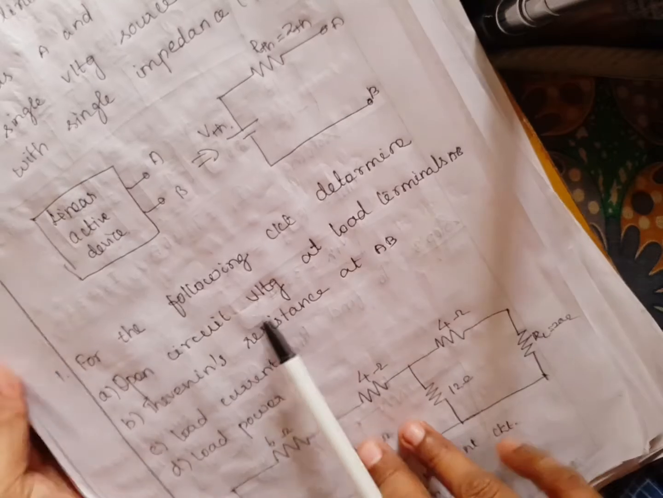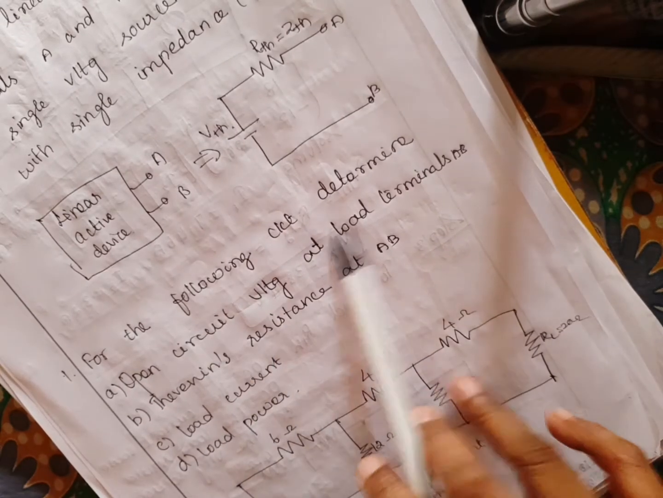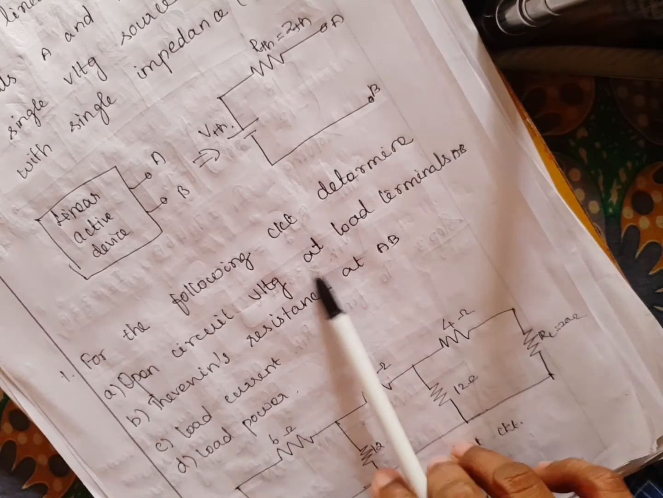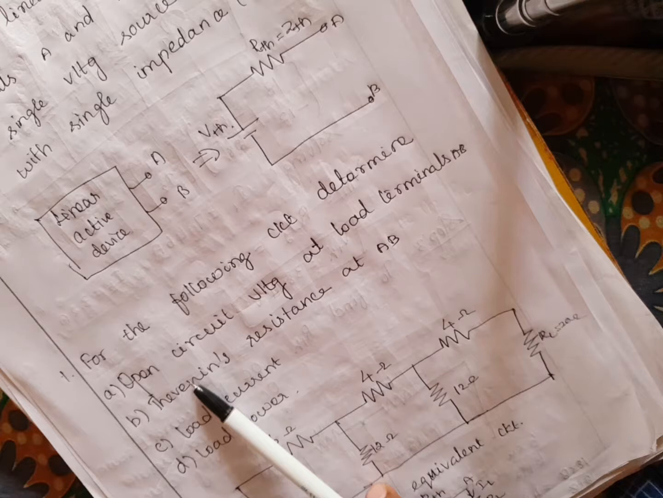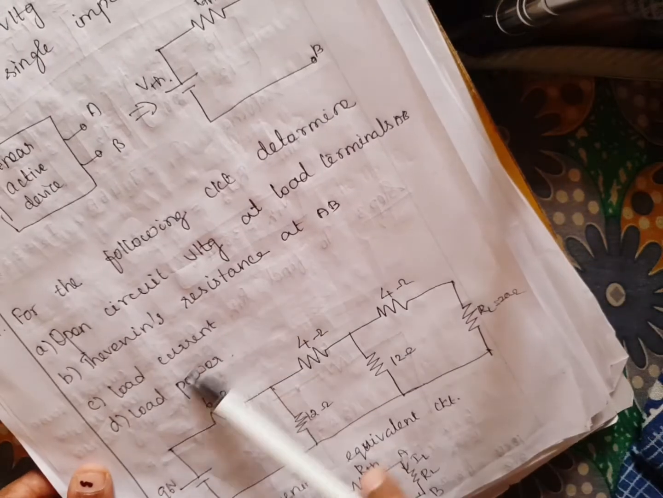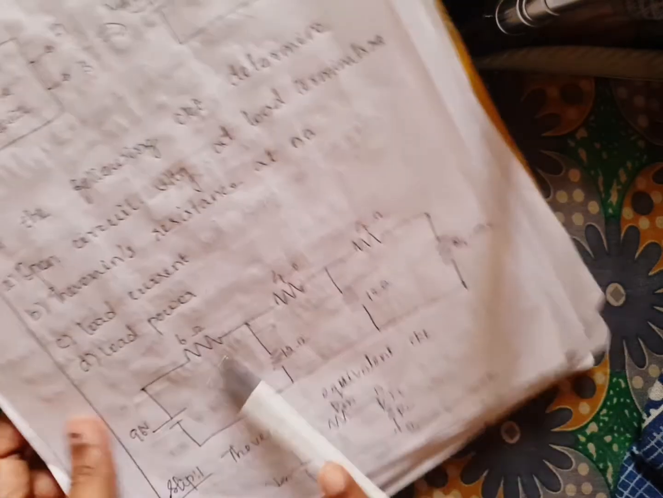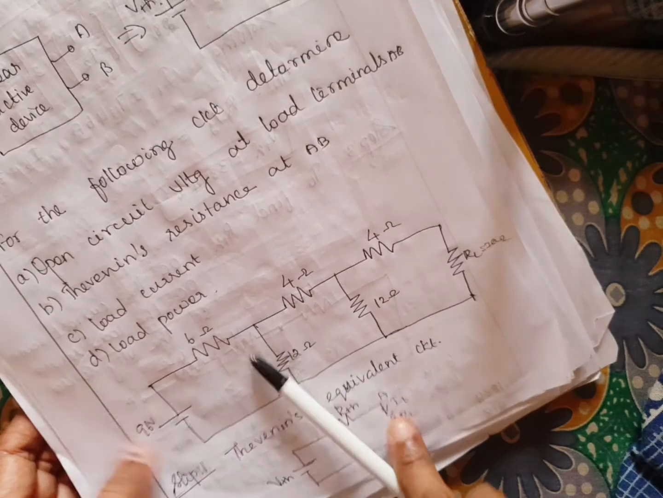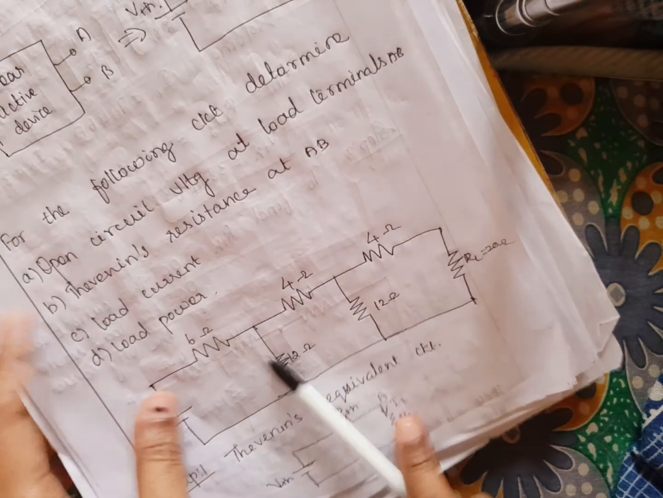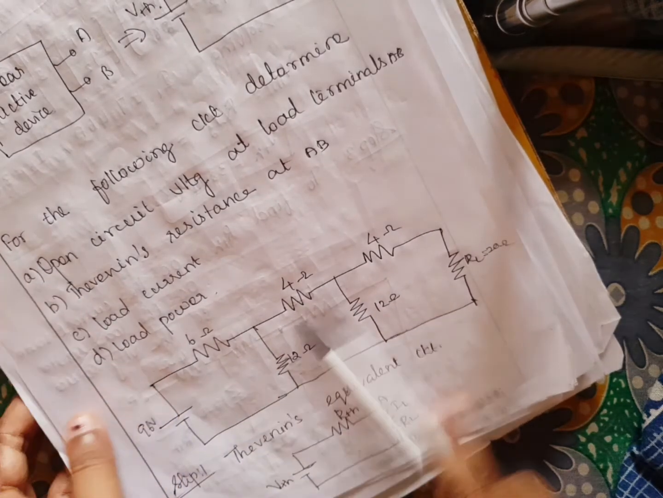We can see. So listen. For the following circuit, determine the open circuit voltage at load terminals and Thevenin's resistance at AB, load current and load power. Okay, so it is the circuit given. You want to find these parameters using Thevenin's theorem. So it is the circuit.